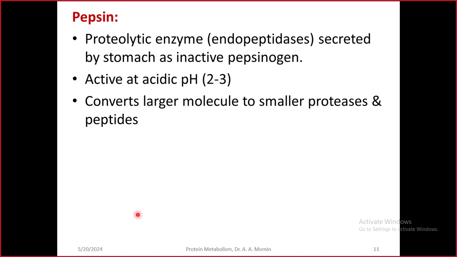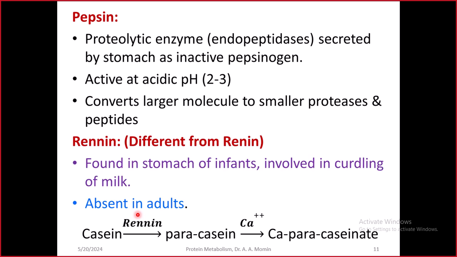So pepsin is a proteolytic enzyme that acts at acidic pH. So these are basics. I'll share these PowerPoints. You can go through them if you didn't understand. If not understood, let me know and we'll discuss it. Then there is one enzyme called rennin, double N-I-N.